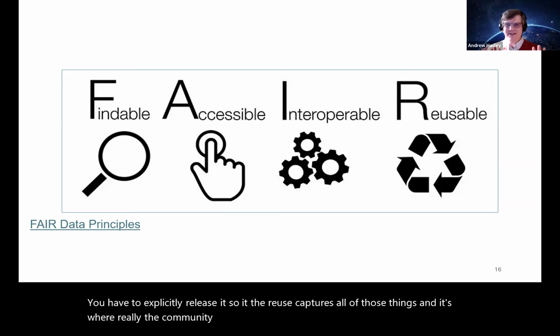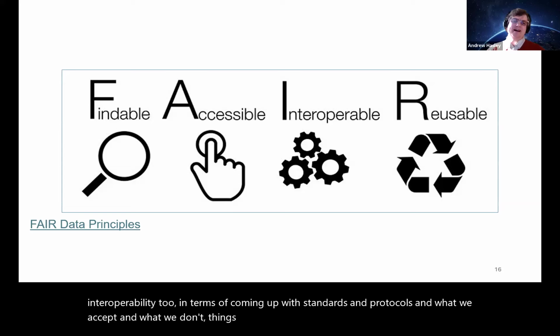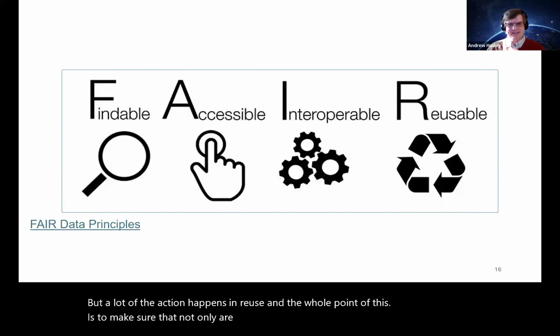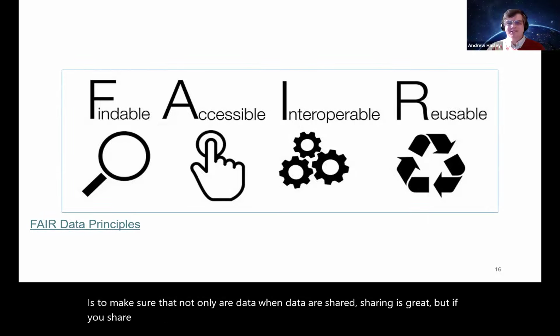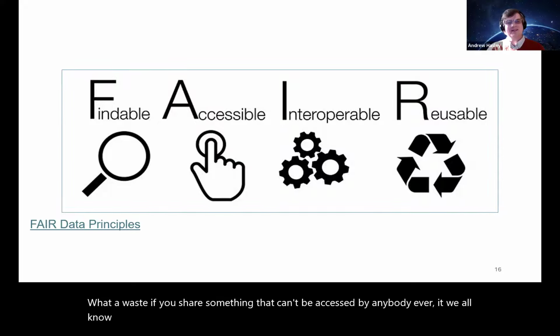The community's involved in interoperability too, in terms of coming up with standards and protocols and what we accept and what we don't, things like that. But a lot of the action happens in reuse. And the whole point of this is to make sure that when data are shared, sharing is great, but if you share something that can't be found, what a waste. If you share something that can't be accessed by anybody ever, we all know it's there, it's got a DOI, but it's locked down tight.